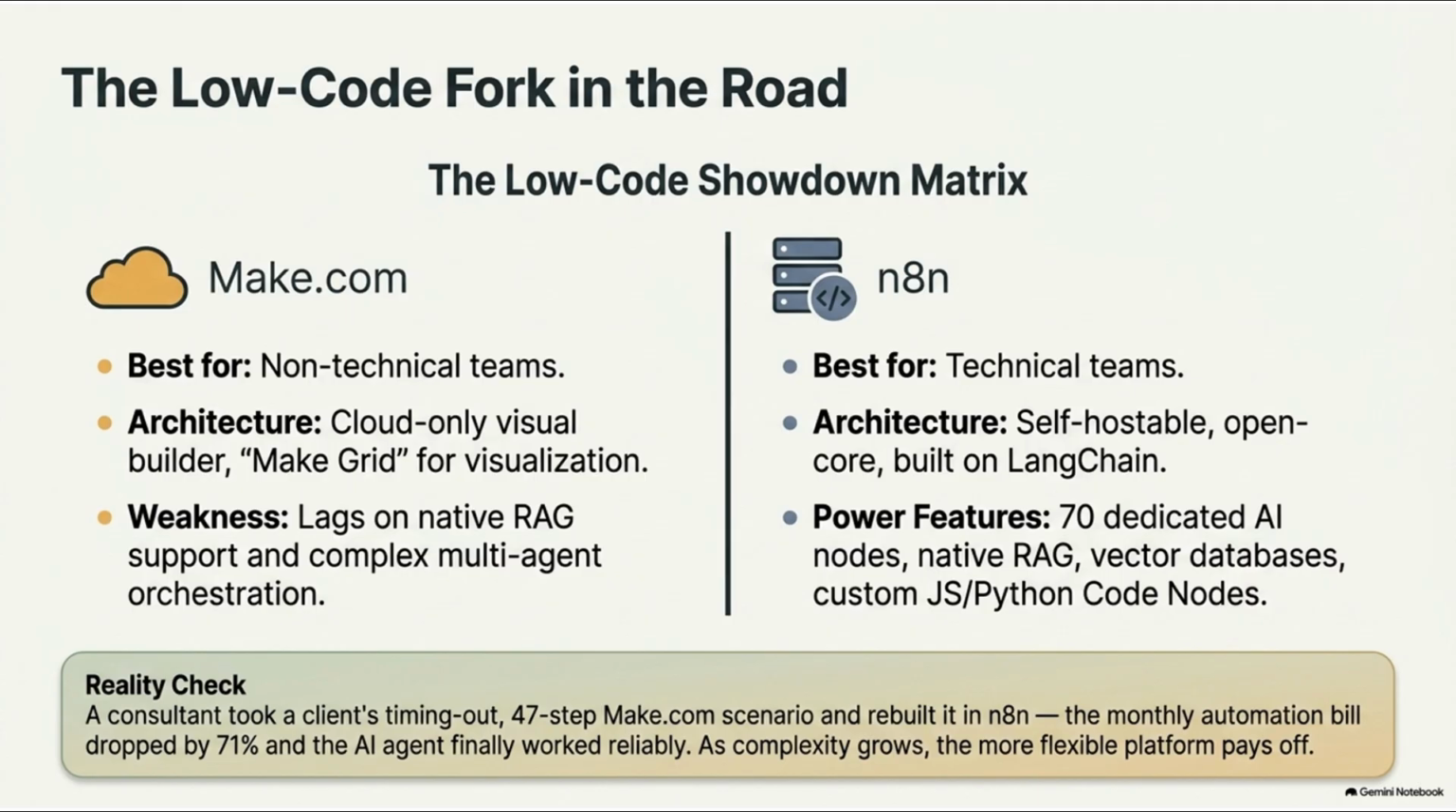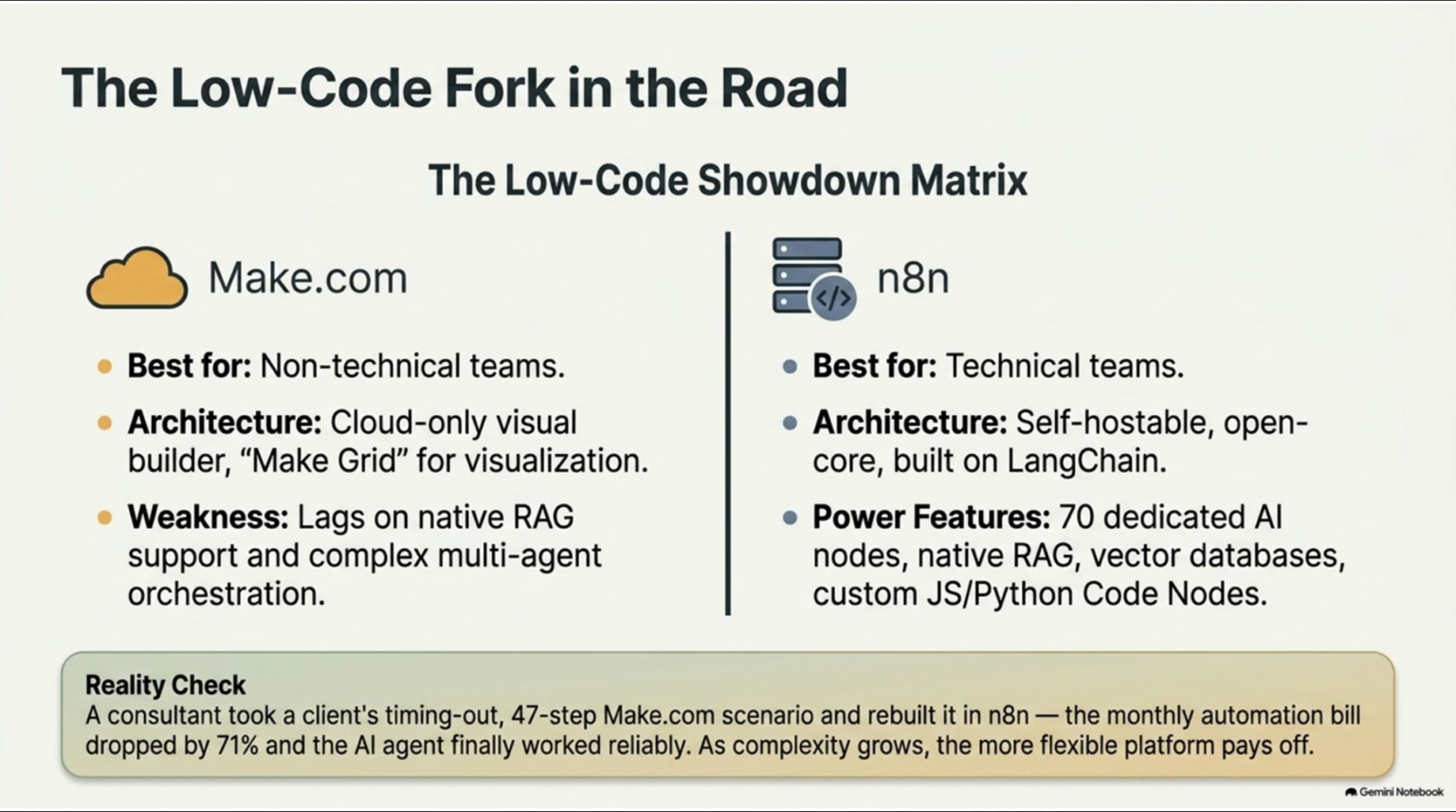Make is for non-technical teams. It's a clean, polished, cloud-based visual builder. Nothing to install, nothing to host, you just log in and build. n8n is for technical teams. It's self-hostable, open core, built on LangChain, and it ships with around 70 dedicated AI nodes. Plus, when you hit a limit, you can drop straight into custom JavaScript or Python.